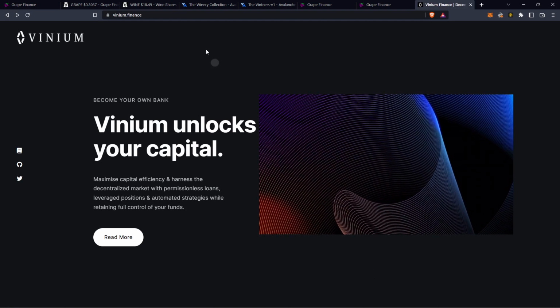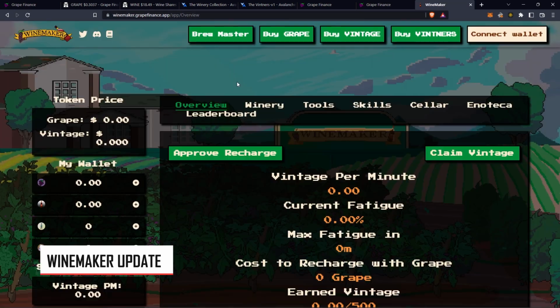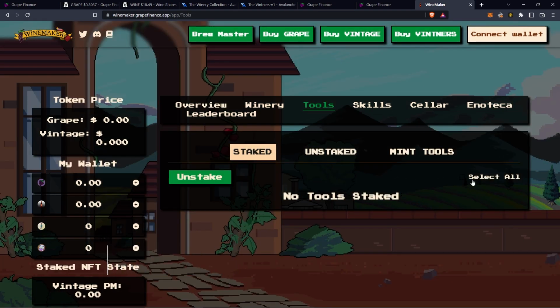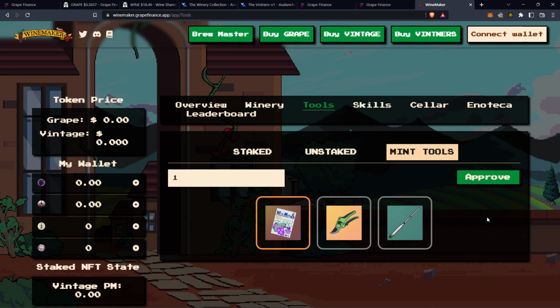Speaking of interesting stuff, let us now talk about the Winemaker game by Grape Finance. It has been now confirmed by LB that we are going to have some pretty interesting and rare tools coming this week. So make sure that you get your grape and vintage token ready. The new tool isn't going to be very much overpowered. It's just going to be slightly better than the hydrometer. LB also mentioned that the supply of that new tool will be from 50 to 100. So yeah, LB really meant it when he said that tools are going to be very rare.